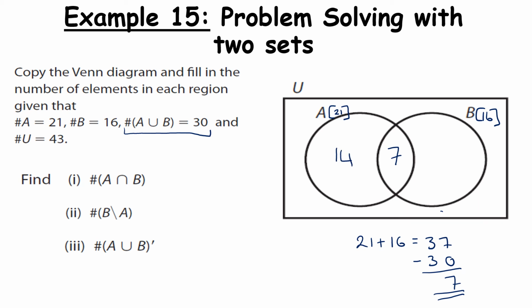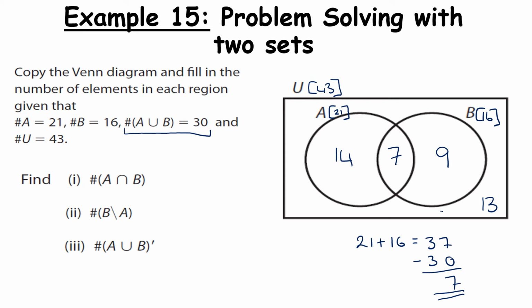So I have 14 left here. I have 9 left here. If I add that up, I get 30. My universal set was 43. So if I have 30 included here, there are 13 people who sit outside set A and set B.